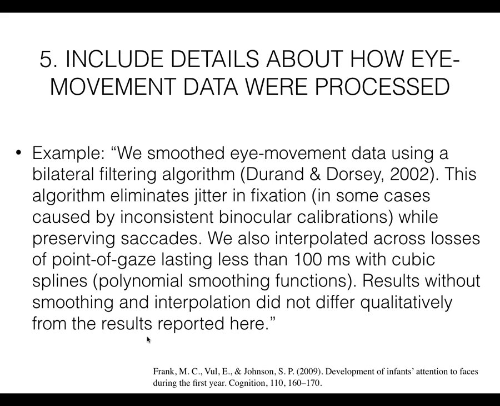Again, there's an example here. In this case, they smoothed their data themselves using a bilateral filtering algorithm. This is very similar to the algorithm I showed last time for pupillometry. It takes the individual pupillometry and smooths it out. Again, make sure you report that. Anything you do to your data which could change it, just be honest and talk about it.